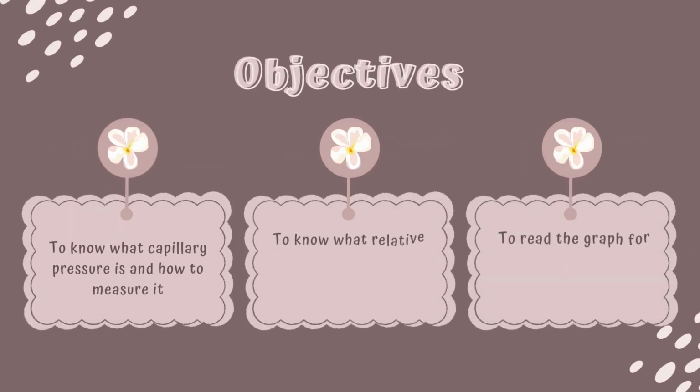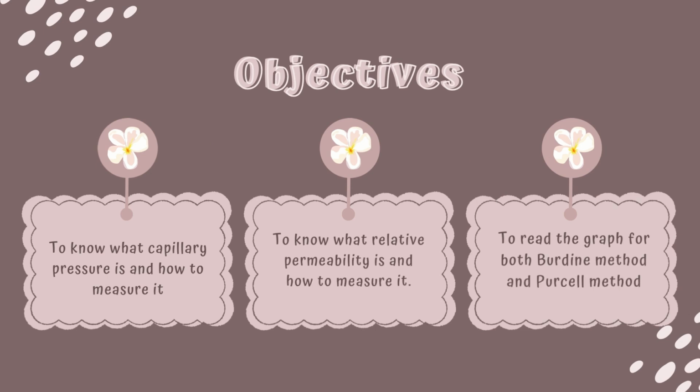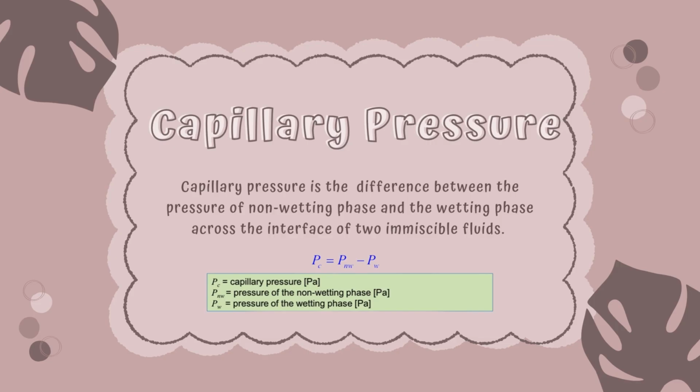The objective of this assignment is to know what capillary pressure is and how to measure it, to know what relative permeability is and how to measure it, and to read the graph for both the Virgin method and the Purcell method. Next, what is capillary pressure?